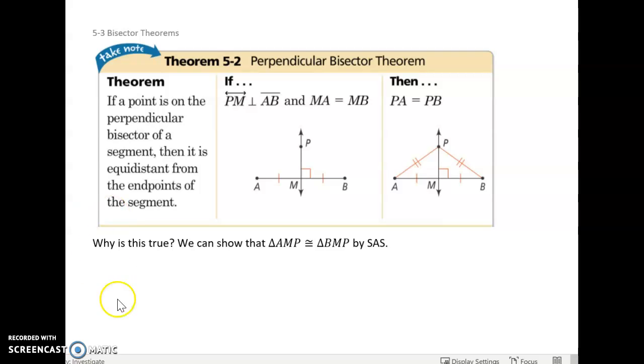Bisector theorems, guys. We have perpendicular bisectors and we have angle bisectors that we're going to look at today. So our first one is the perpendicular bisector. Now, a perpendicular bisector of segment AB is drawn. It's MP.